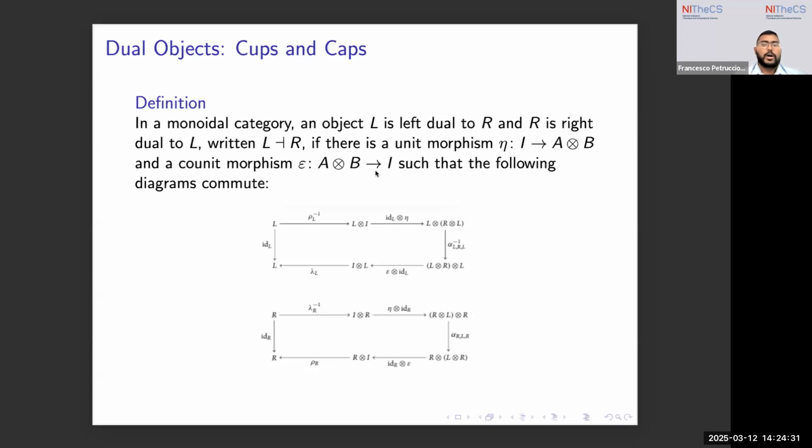So the definition of dual objects: we have two objects, L and R, in your monoidal category. We say L is left dual to R and R is right dual to L if we have these morphisms, eta from I to A tensor B and epsilon from A tensor B to I, such that, again, these diagrams commute. But again, we can interpret these diagrams in the language of string diagrams. So these will turn out to mean something.